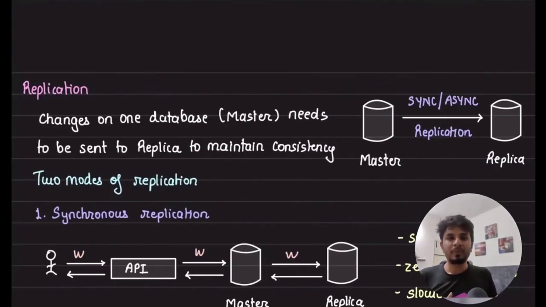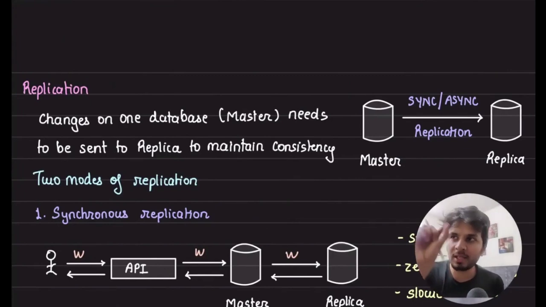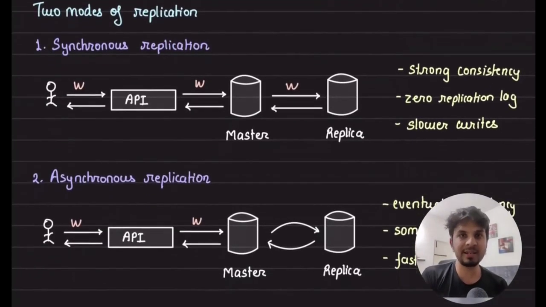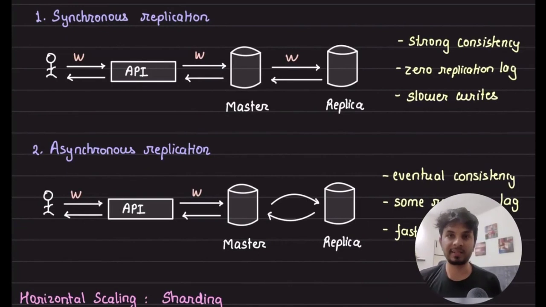Okay. Now, we know that master and replica are connected via, quote unquote, replication. This replication determines how writes from the master go to the replica. Now there are two modes of replication. First is synchronous replication. Second is asynchronous replication. Now we'll talk about synchronous replication first.